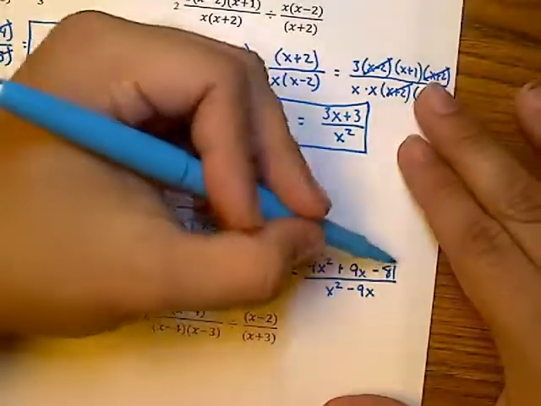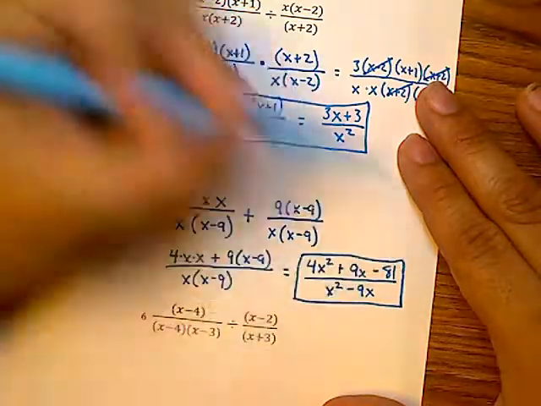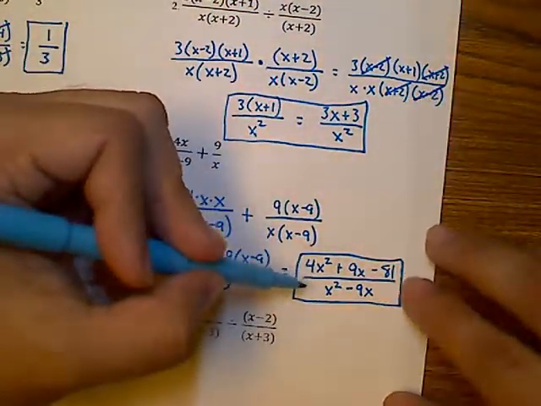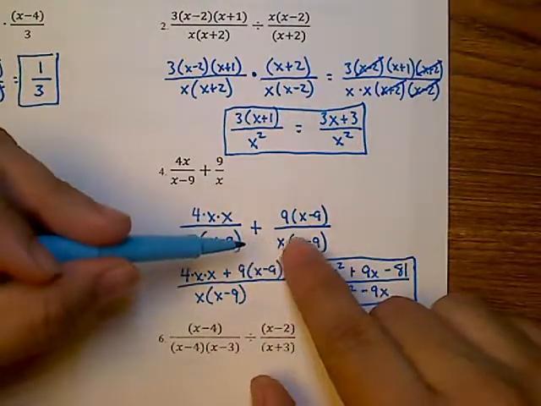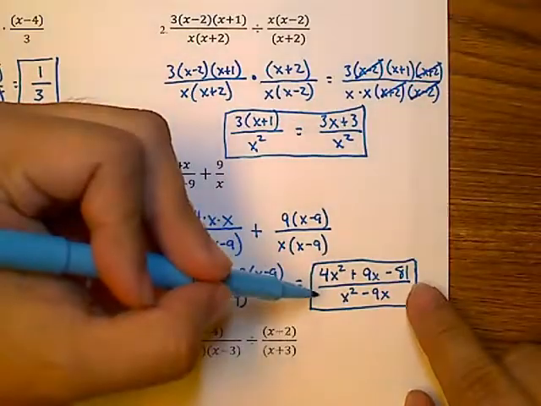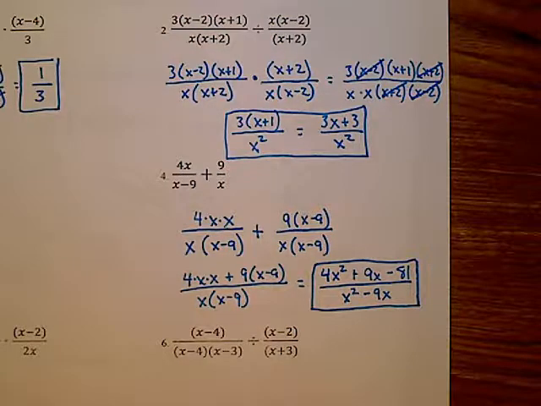At this point, I'm not really going to bother with trying to factor and see if there's anything I can cancel out. This right here is good enough. As long as we understand how the fractions are added to each other and we get our simplified expression, we can go ahead and leave it at that. That is how you add rational expressions.